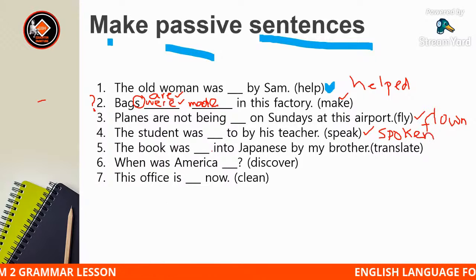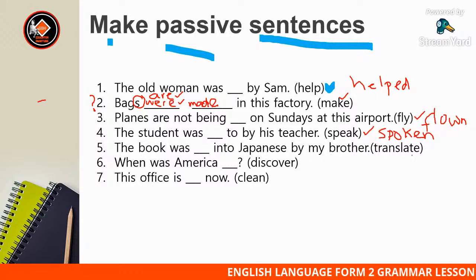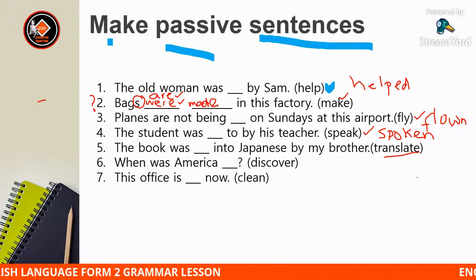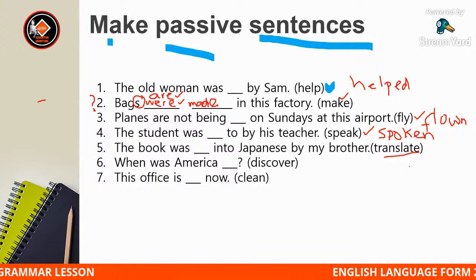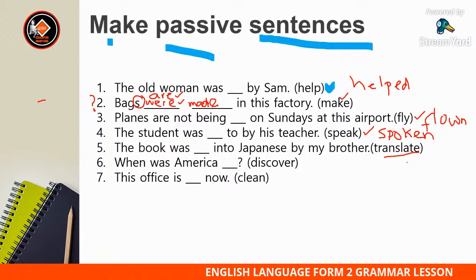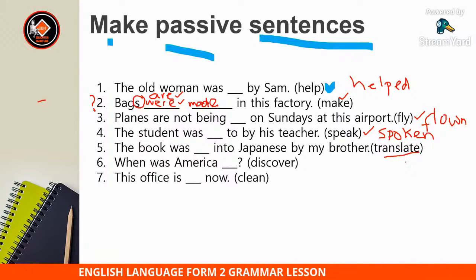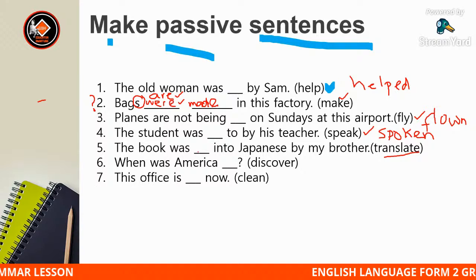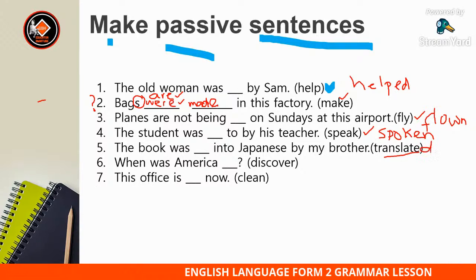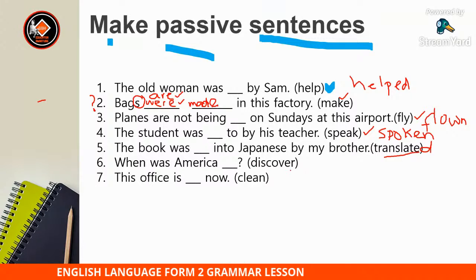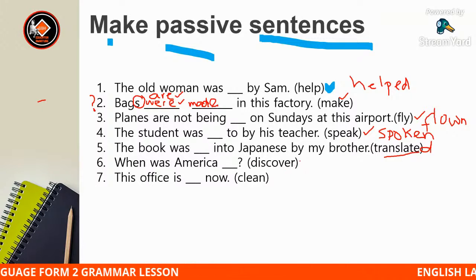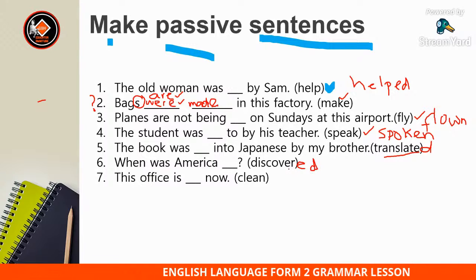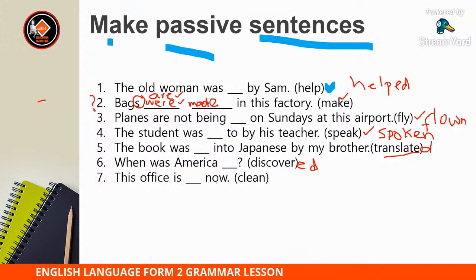Okay, number 5, the book was translated into Japanese by my brother. So the word is translate. Okay, good. Khadija say translated. Aida say translated. Okay, you can look at your friend's comment. Lava say translated. Kali say translated. Okay, good. So translated, just put a D here. Okay, when was America discovered? Many of you are very fast. Good. Okay, answer will be discovered.